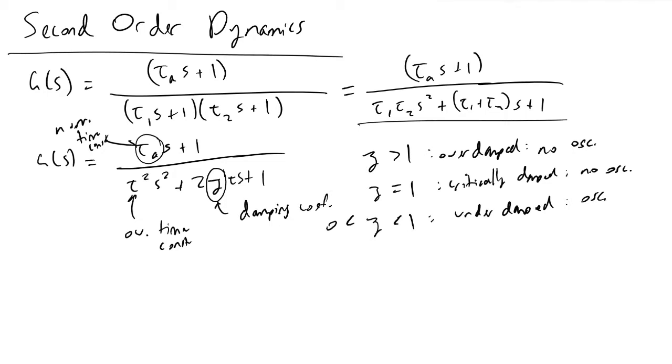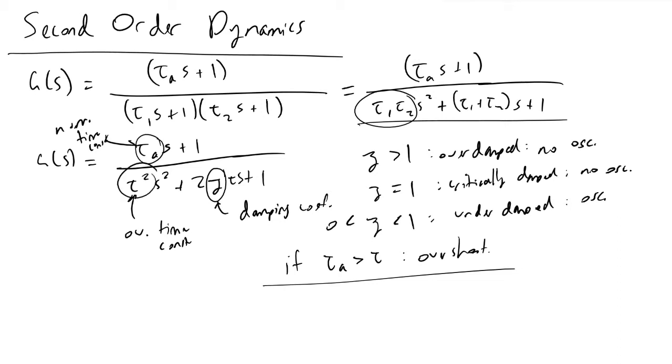And so if you're given a process transfer function in this form, you can derive what zeta is. We can determine if we should expect oscillatory behavior. And in addition to that, if tau a is greater than tau, we have overshoot. And in my next video, I can get into what these terms actually are, but this is just an introduction to the core concepts.